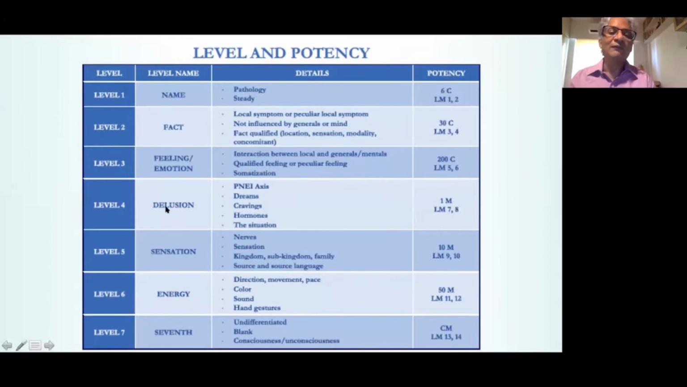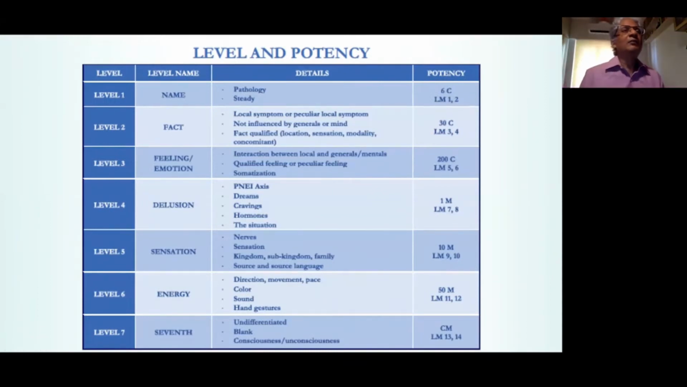How do you know it's level 4? Where the dreams and the hormonal and the nervous and the mind symptoms are the main expression. How do you know it is sensation? Where you get the sensation as the main experience. So according to that, we select the potency. If it is level 1, 6C, level 2, 30C, level 3, 200C, level 4, 1M, level 5, 10M, level 6, 50M, like that. This is the way in which we select the potency.